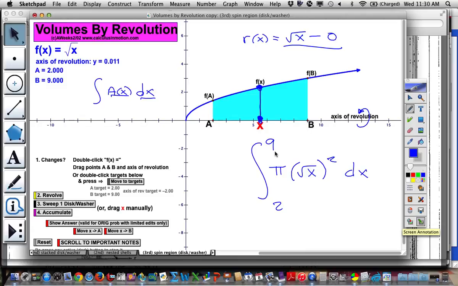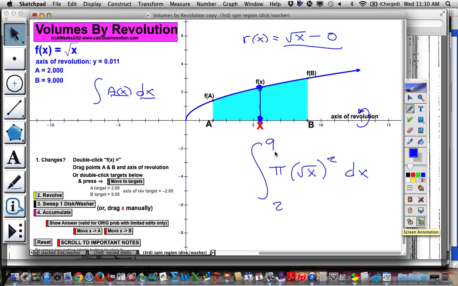2 to 9. Okay, the strips fill the space from 2 to 9, but we're not doing just the area of that space. We just want the length of the strip times the width of the strip, right? That'd be the area of the strip, and the integral would add up all the strips. And so then it would just be square root of x dx. That's all it would be, right, to do this area.